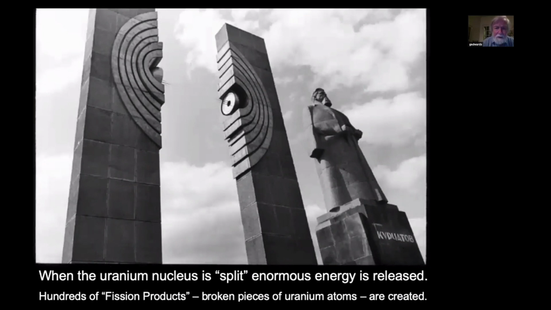This is a monument to the splitting of the uranium atom. It's from the Soviet Union in Soviet days. And when the uranium atom is split using a thing called a neutron, enormous energy is released. That's indicated by those semicircles. But you have broken pieces of uranium atoms. And these broken pieces of uranium atoms, there are hundreds of varieties, and they constitute the bulk of the radioactive waste. They are very unstable atoms, and consequently, they disintegrate or explode, giving off what is called atomic radiation, which can be very harmful to living things and also even to non-living materials.